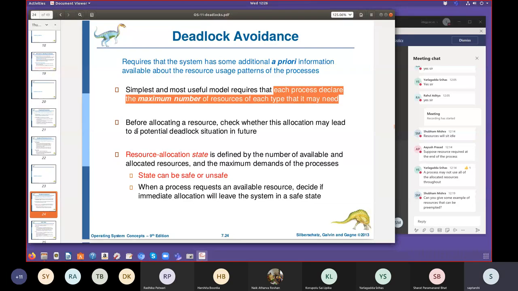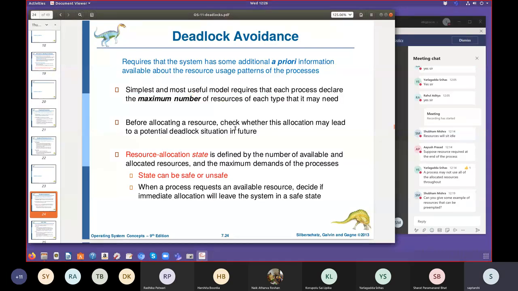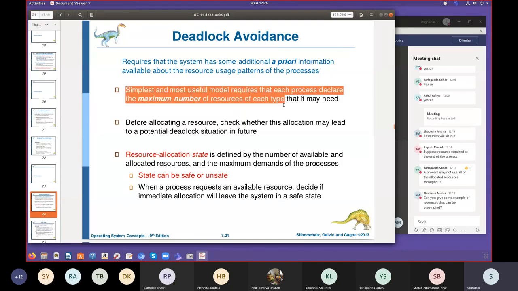And before allocating a resource, as I was explaining, the OS checks whether this allocation may lead to a potential deadlock situation in future. Now we will discuss this, but before that I have a question. Basically the OS says that every process has to declare, before starting, the maximum number of resources of each type that it may need.